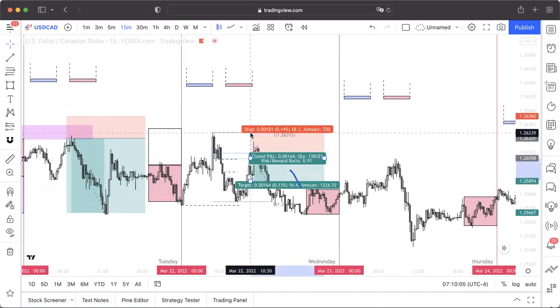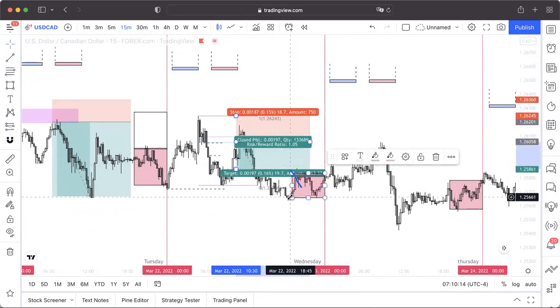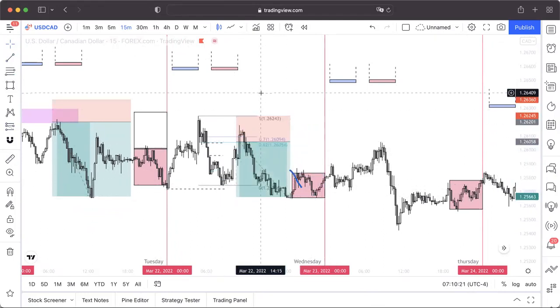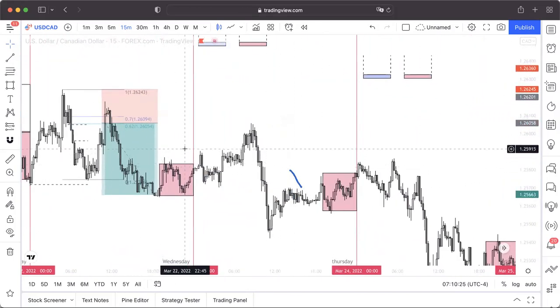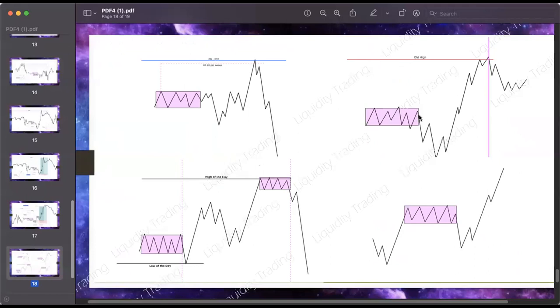And this part, you just use like an 18 pip stop loss. And the goal here is, by the end of the day, before midnight, you must close it. So before the next Asia range is starting, you must close the trade. And if you do that, it will be a 1 to 2.